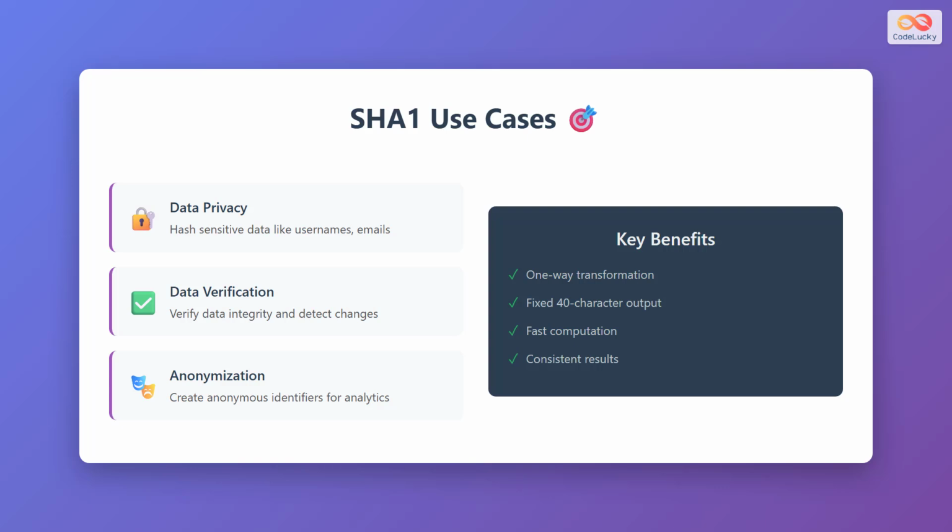SHA1 has several important use cases in data analysis and security. For data privacy, you can hash sensitive information like usernames and email addresses to protect personal identifiable information. For data verification, SHA1 helps verify data integrity and detect any unauthorized changes to your data. For anonymization purposes, you can create anonymous identifiers for analytics while maintaining the ability to consistently identify the same entities. The key benefits include one-way transformation that cannot be reversed, fixed 40-character output length, fast computation speed, and consistent results that always produce the same hash for identical input data.